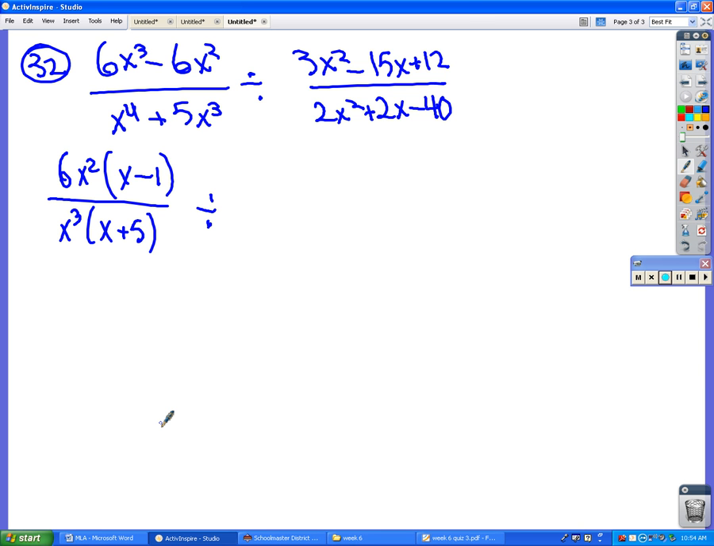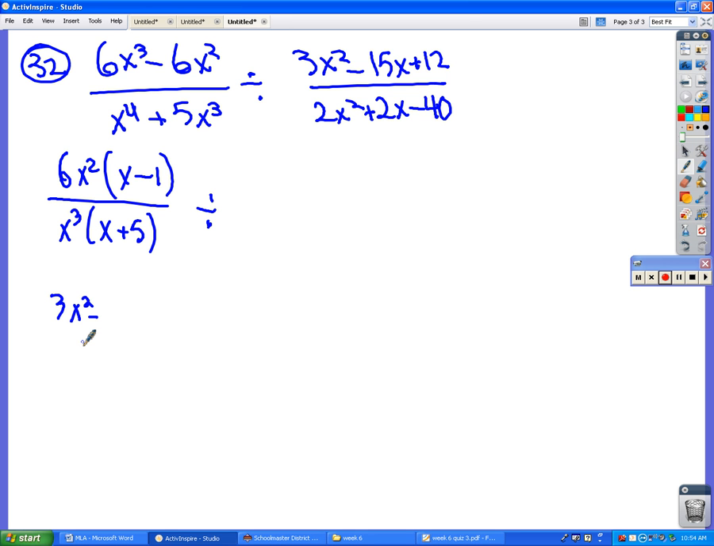I just don't know where the 1 came from. Because I need 6x squared times 1 so I get the 6x squared. All right, now you're going to love this. In order for me to factor the 3x squared, oh no, actually it's not so bad, never mind.